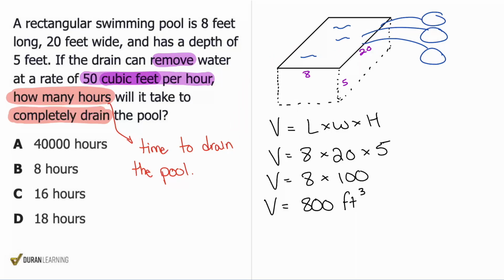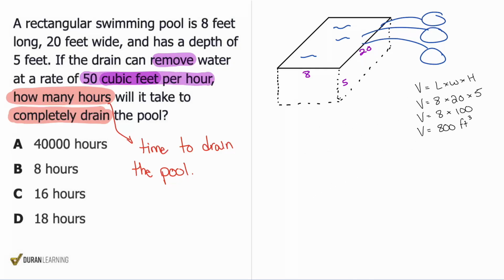Again, division is the opposite of multiplication. Multiplication is this times that. Division is how many times can we do that? And that's exactly what this is. How many times do we take 50 cubic feet out until we're done? And that'll give you the number of hours. So let's go ahead and finish this up here. Let me move this up to the side. We're going to divide the 800 cubic feet by the 50 cubic feet per hour. That's going to give us our answer.